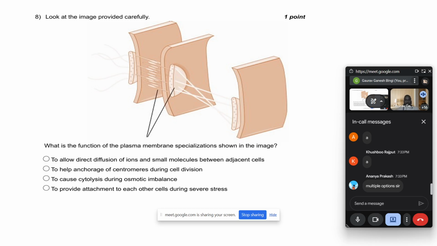So you just need to look at this image: what is the function of the plasma membrane specialization shown in the image? To allow direct diffusion of ions and small molecules between adjacent cells, to help separation of centromeres during cell division, cause cytolysis, and to provide attachment to each other during severe stress. It is D. You all initially said allow direct diffusion, but there is nothing like communication happening. It's part of the skeleton which helps provide attachment, and for that there are gap junctions present. So this is not a gap junction here.